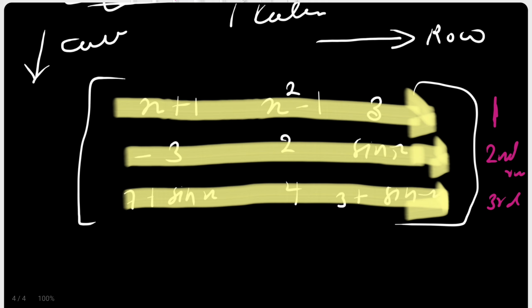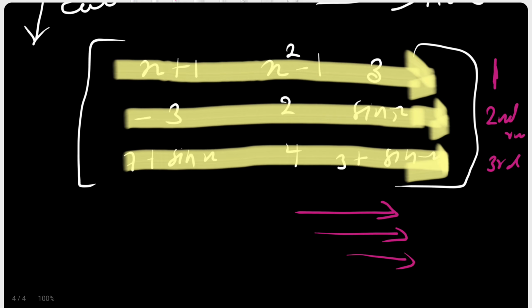Did you understand the row? This one is going like that, first row, the second is going like that, second row, and the third is going like that, this is our third row. Is it clear? Right, so let me introduce column.